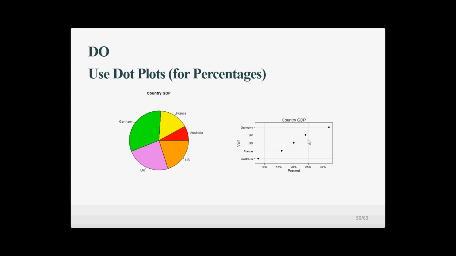Also, I want to make note that all the data in this presentation is made-up data, so please don't think that any of the data is actual real data.